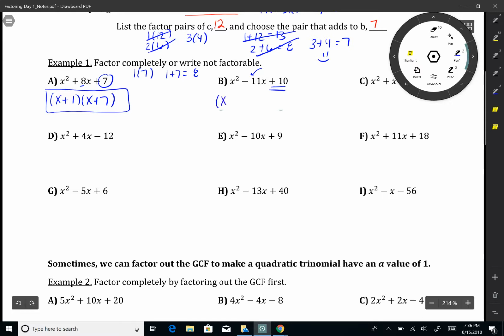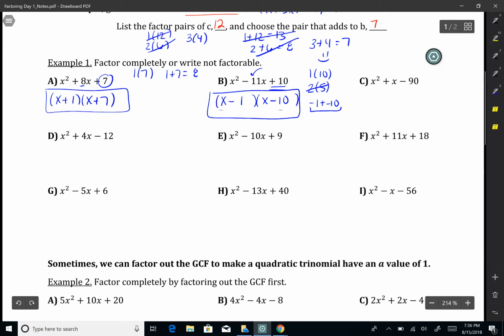Or I could even start off going x minus, x minus. I could take 1 times 10. Does that add to 11? Oh, it does, but I'll do 2 times 5 just to show you. So if I had a negative 1 plus a negative 10, putting those together does get me a negative 11. So x minus 1 times x minus 10. Then 2 and 5, that would give me a negative 7. That's not going to be what we want.